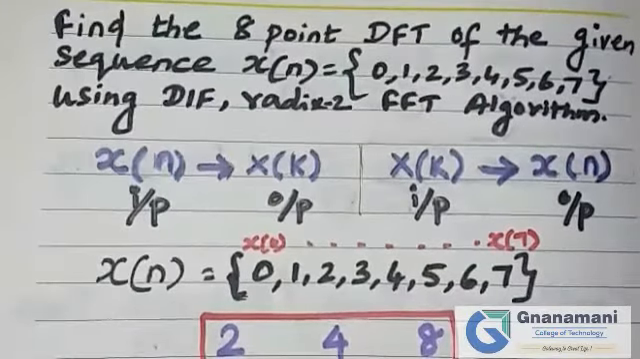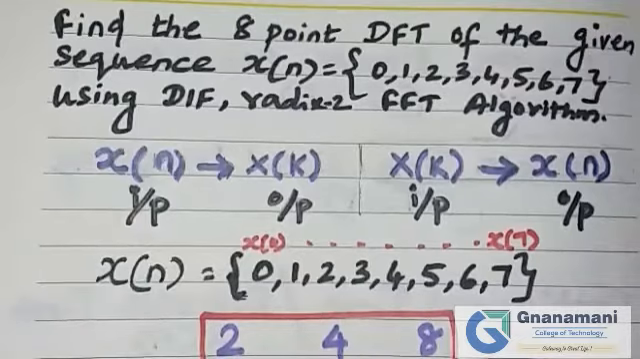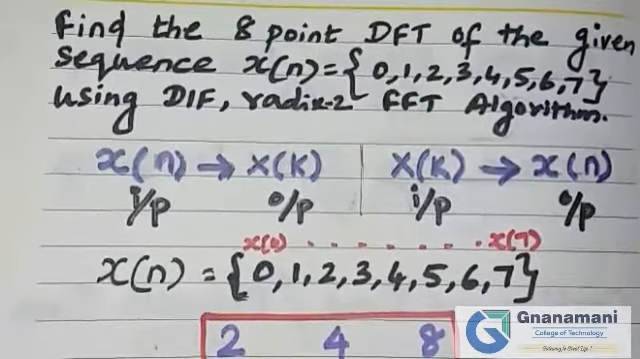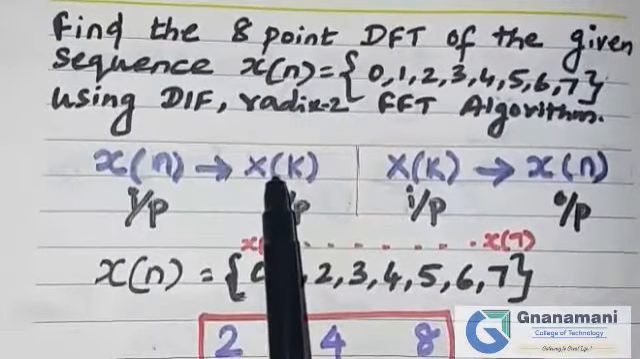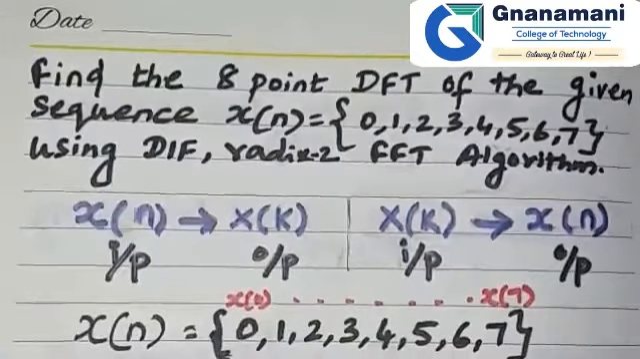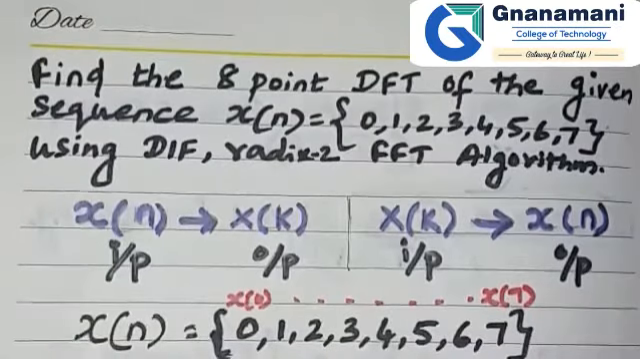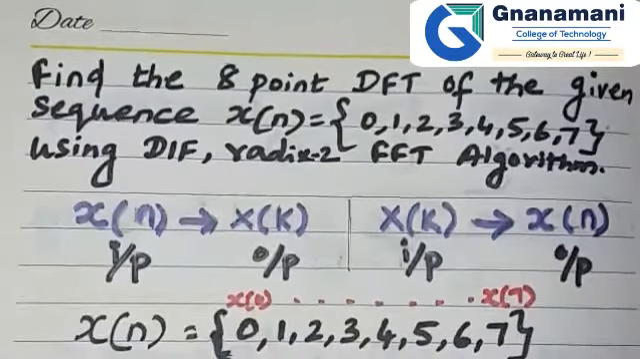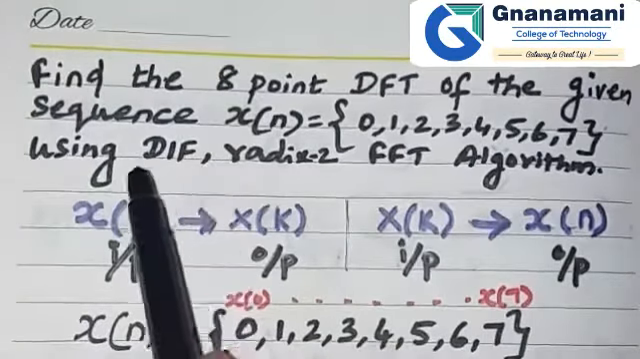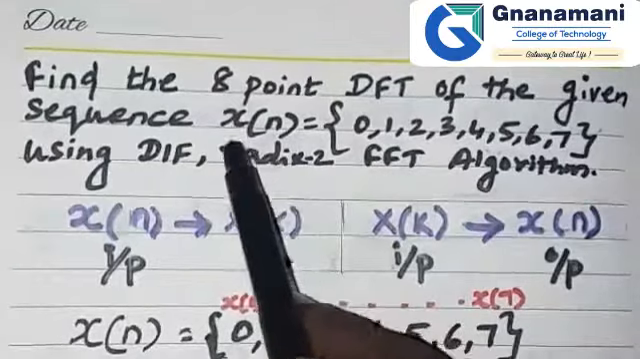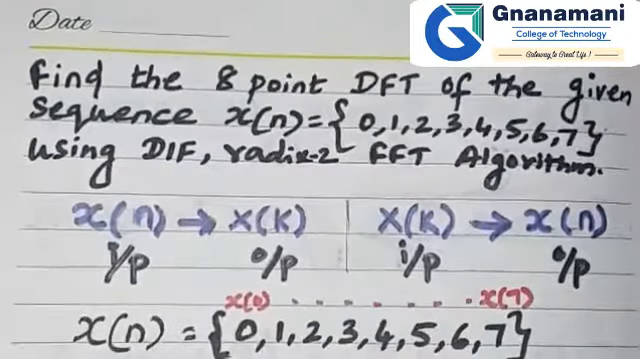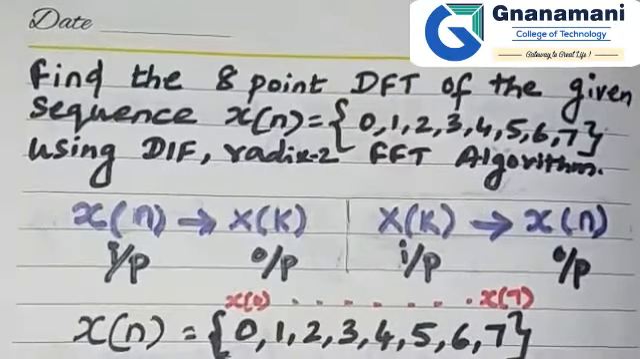Second thing, if x of n is given in your problem, then you should find x of k. If x of k is given in your problem, you should find x of n. A simple thing. Here in this problem x of n is given, so you should find out x of k. Here also students commit mistakes. They implement all types of formulas and techniques of DIF or DIT step by step, and at last when writing their answer, x of n was given, but they write their answer also in terms of x of n.